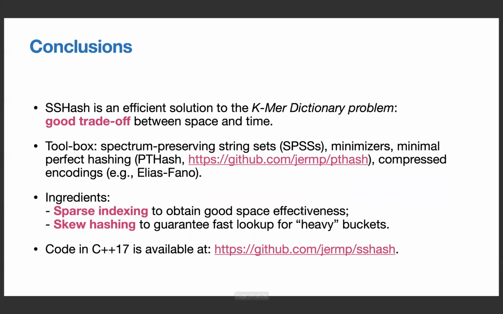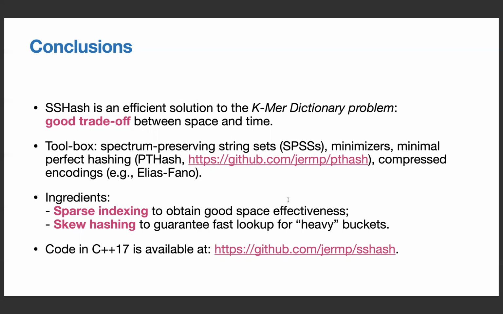So to conclude, we presented SSH, an efficient solution to the so-called k-mer dictionary problem. In particular, SSH embodies a good trade-off between space and time. We used a rich toolbox consisting of spectrum preserving string sets, minimizers, minimal perfect hashing, and also compressed encodings, for example, Elias-Fano. And we explained two main ingredients: sparse indexing of super k-mers to obtain good space effectiveness, and skew hashing to guarantee very fast lookup for large buckets.